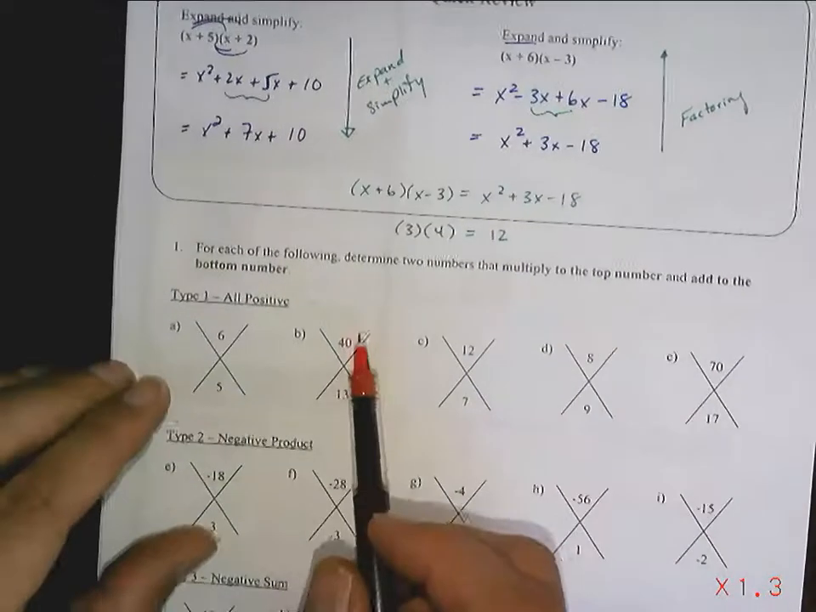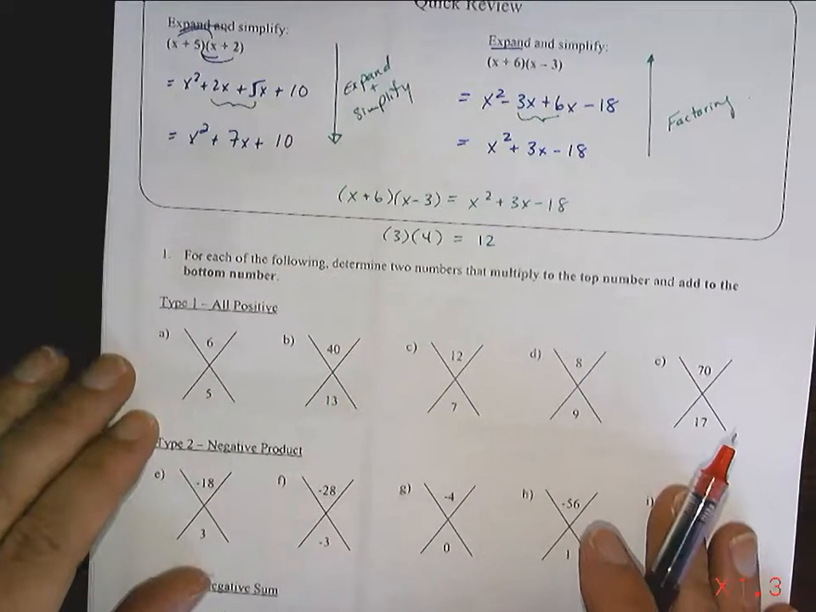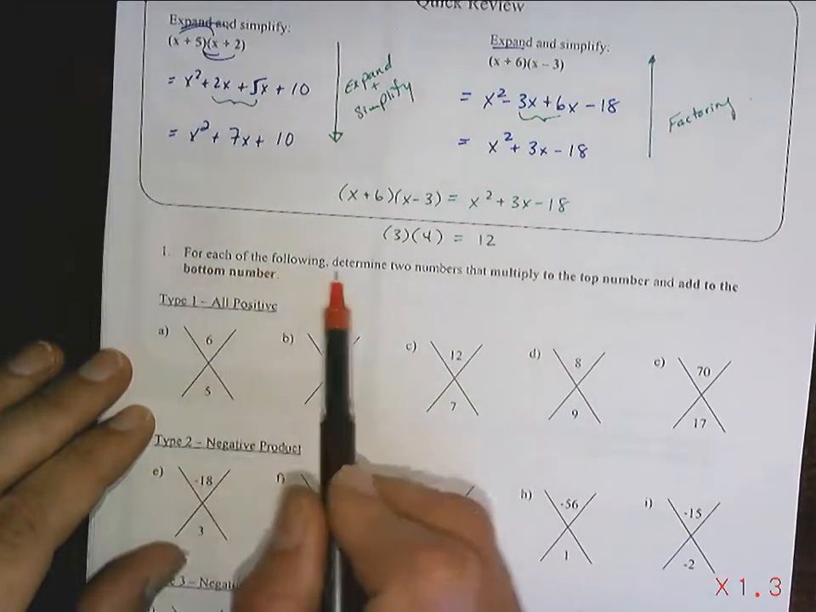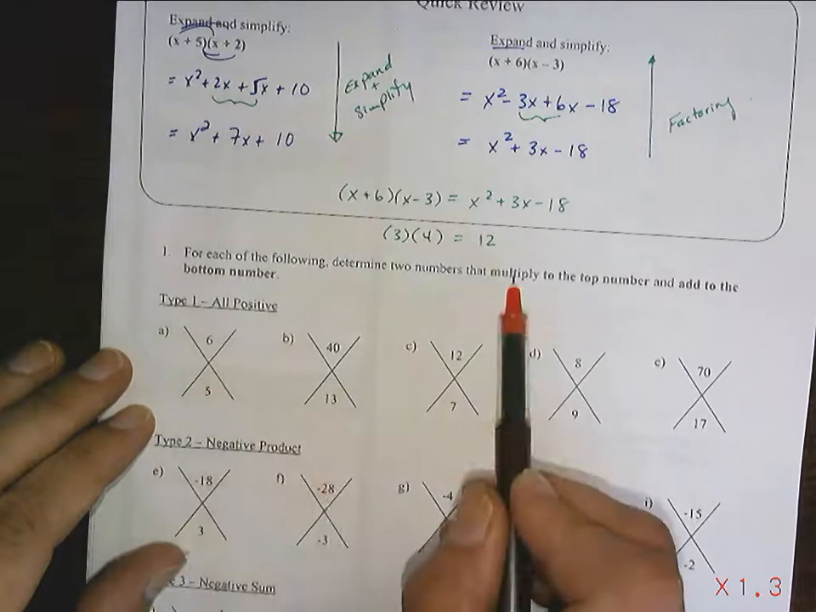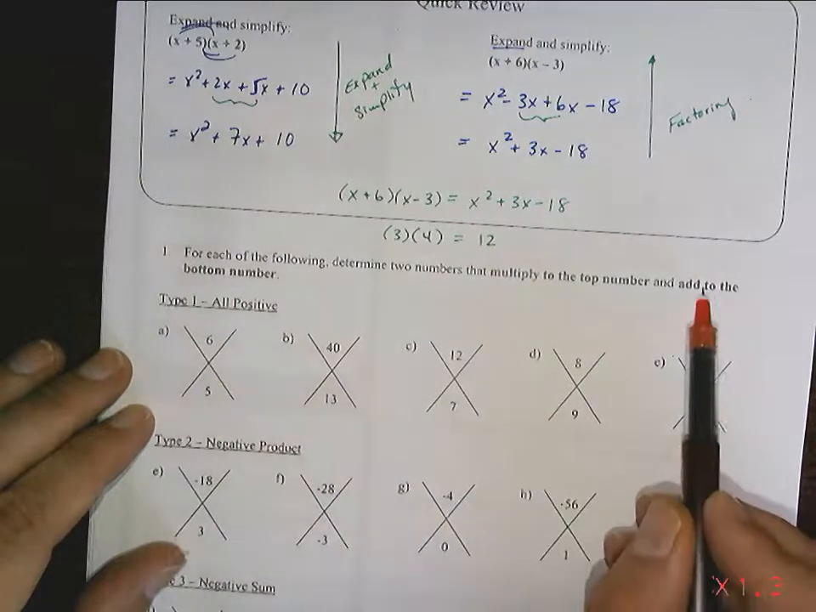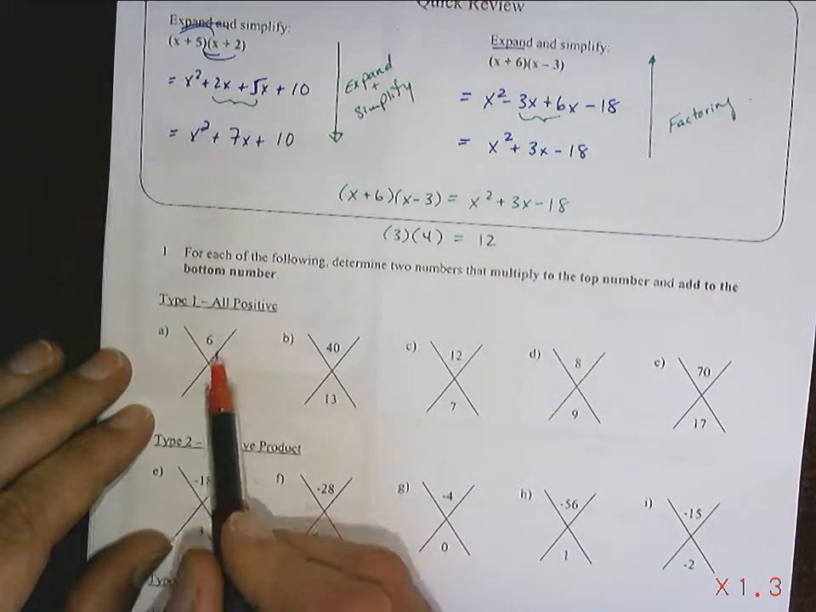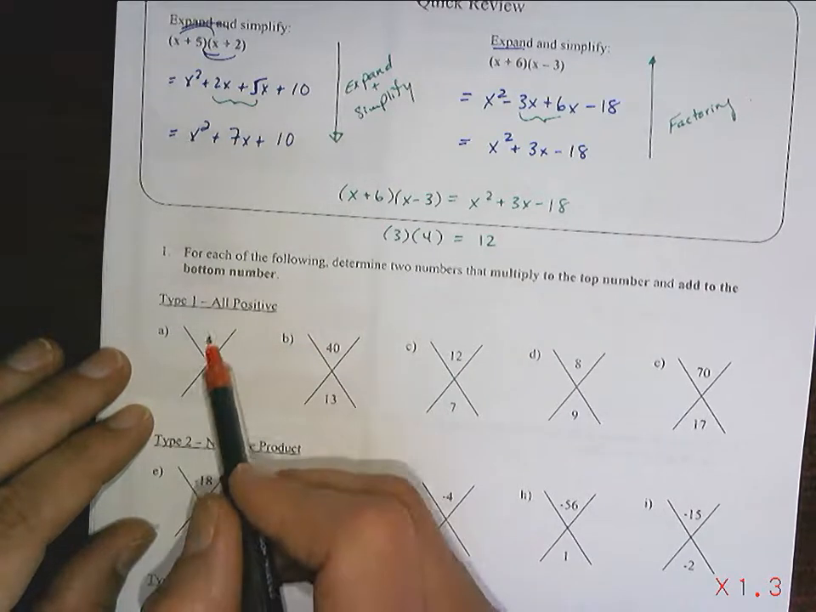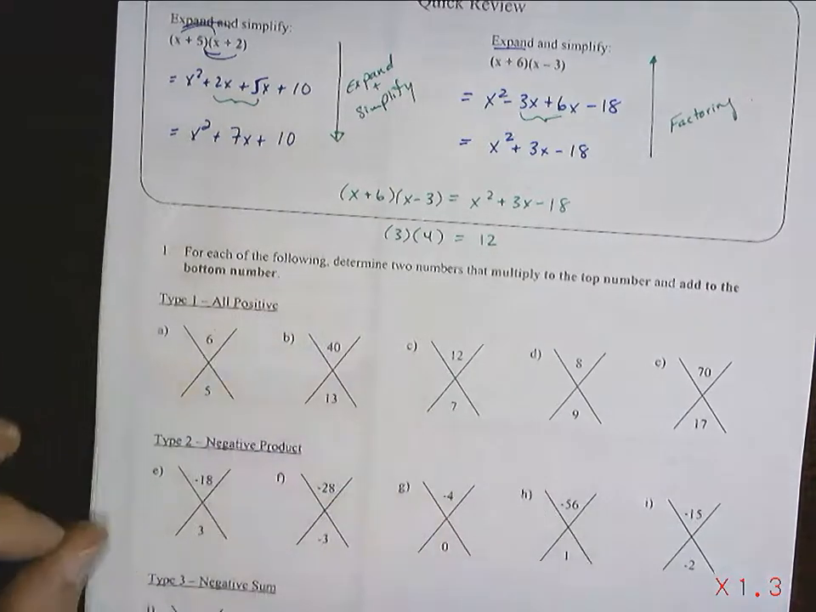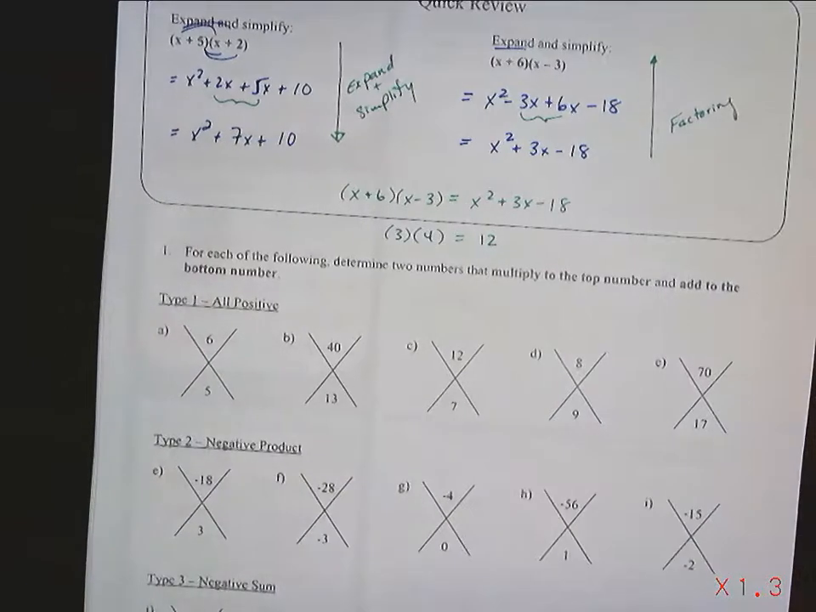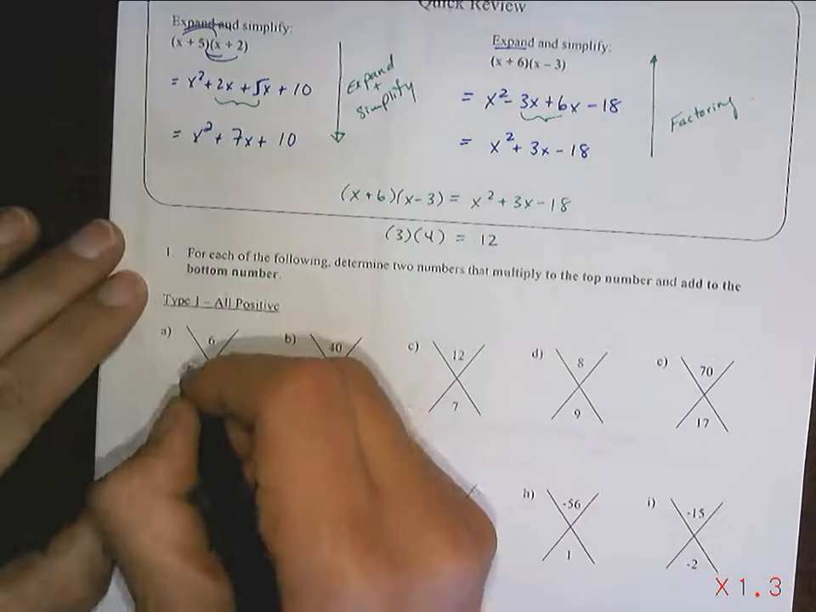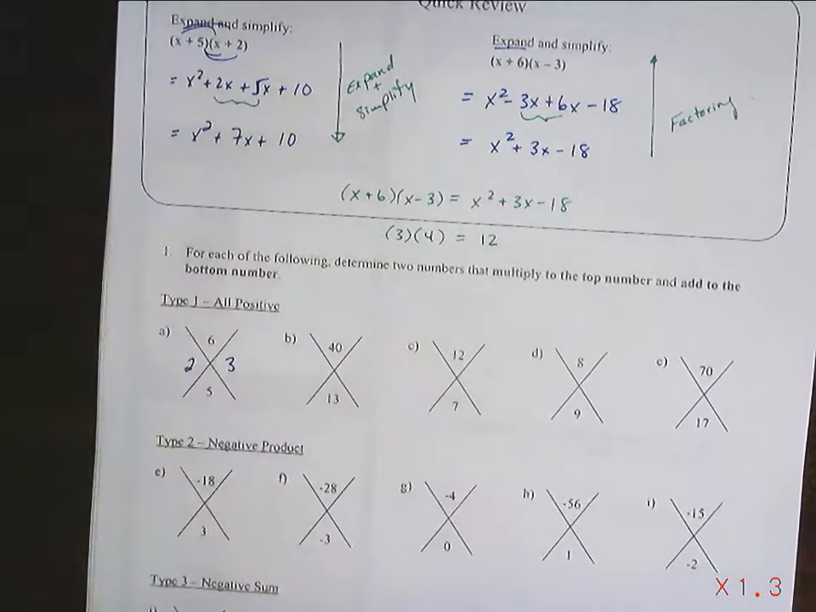So, we're just going to talk about coming up with some numbers. That's going to help us factor. This is only part of factoring. For each of the following, determine two numbers that multiply to the top number and add to the bottom number. So we want a positive 6, and it needs to multiply to 6, and it needs to add to 5. Now you may know that off the top of your head. Two numbers that multiply to 6 and add to 5 would be 2 and 3. So you would write them, 2 and 3, and we would check.